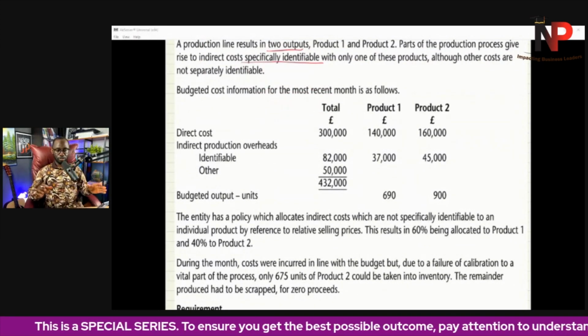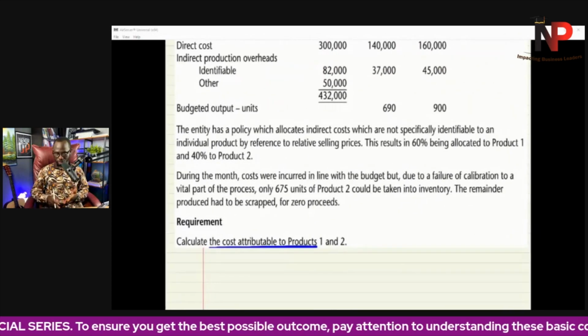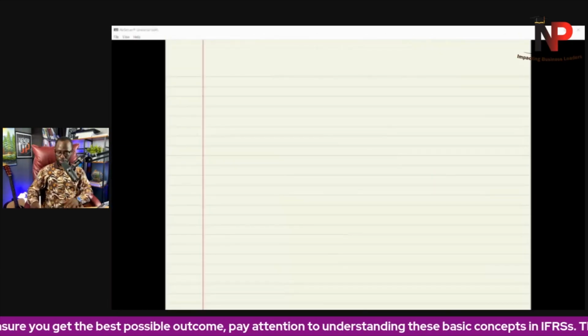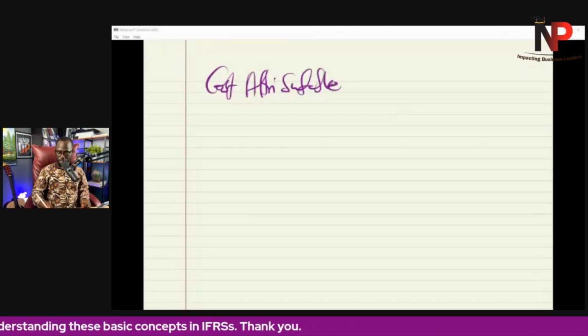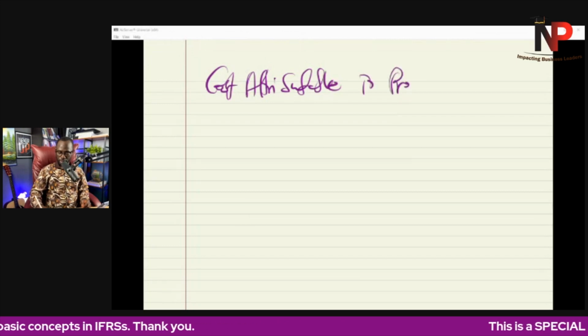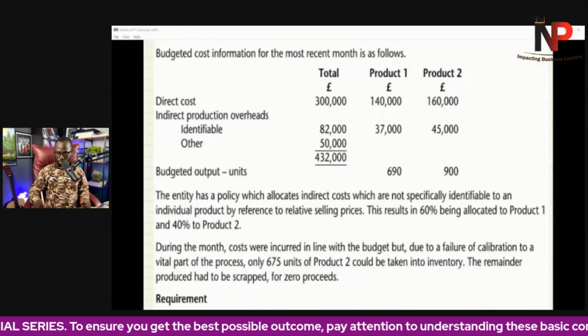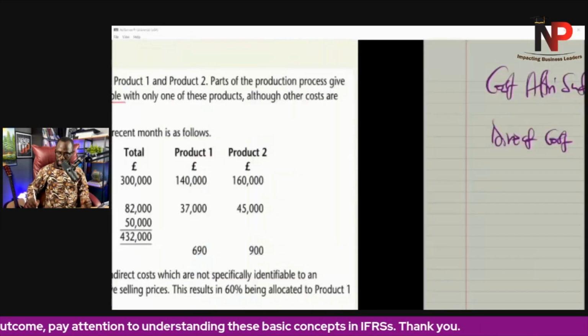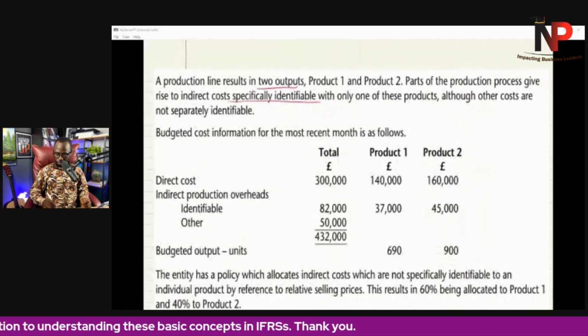So the question we need to ask ourselves is the requirement of the question: cost attributable to each product. So let's work it out. Cost attributable to, let's say, product 1 here. So direct cost, let's bring it up, and that is an amount of 140,000.